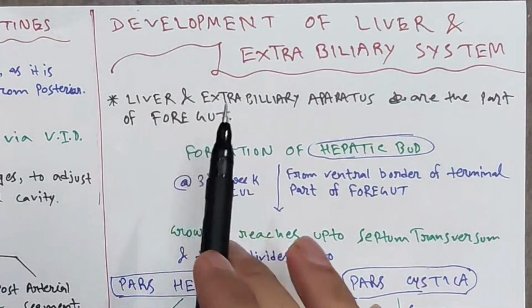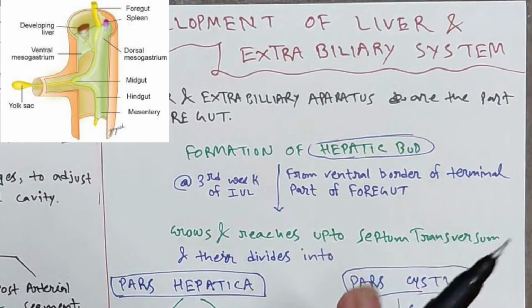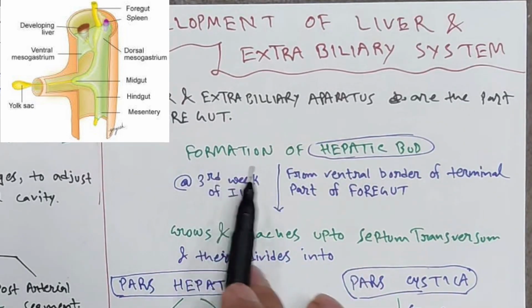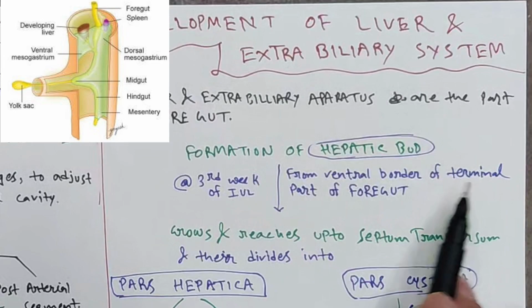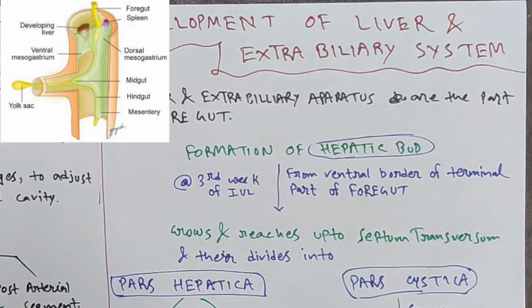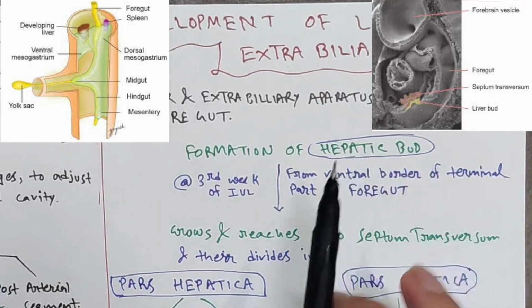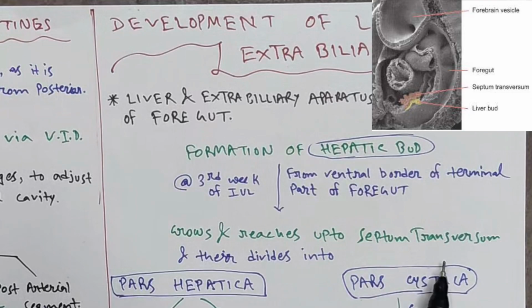So the liver and extrabiliary apparatus are part of the foregut. What I mean is the formation of the hepatic bud, which arises from the ventral border of the terminal part of the foregut at the third week of intrauterine life. Now this hepatic bud grows and reaches up to the septum transversum. What is the septum transversum? I already talked about it in my anatomy videos, you can check those.